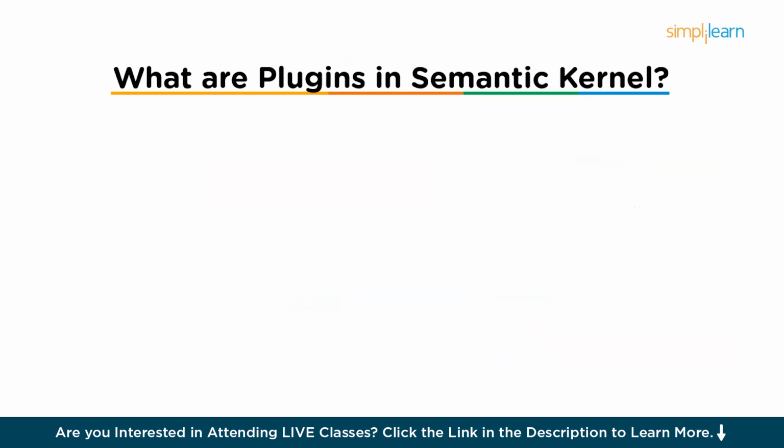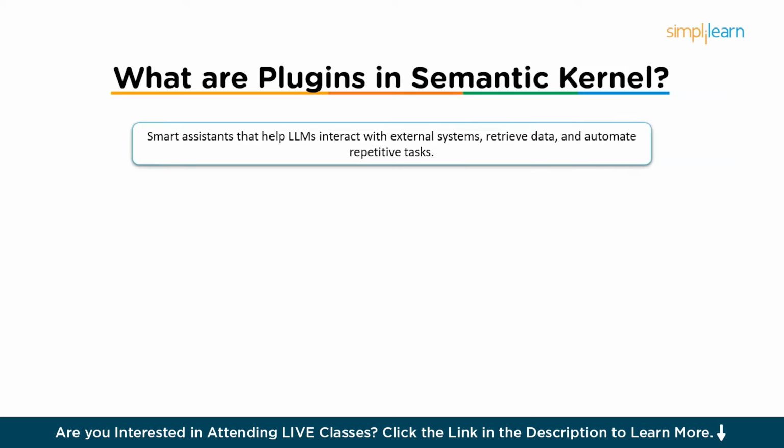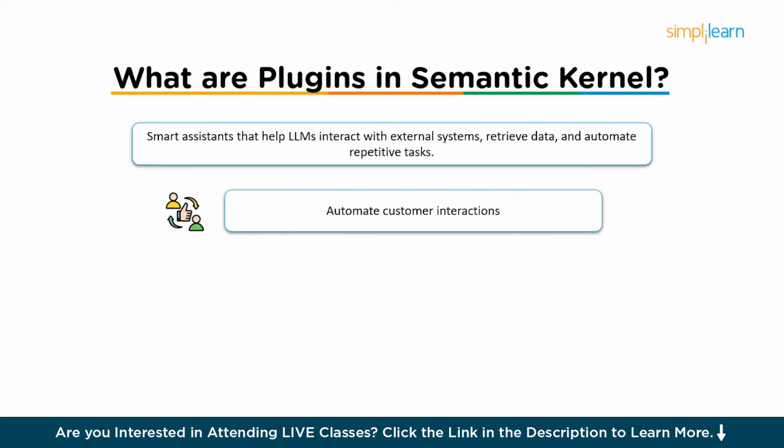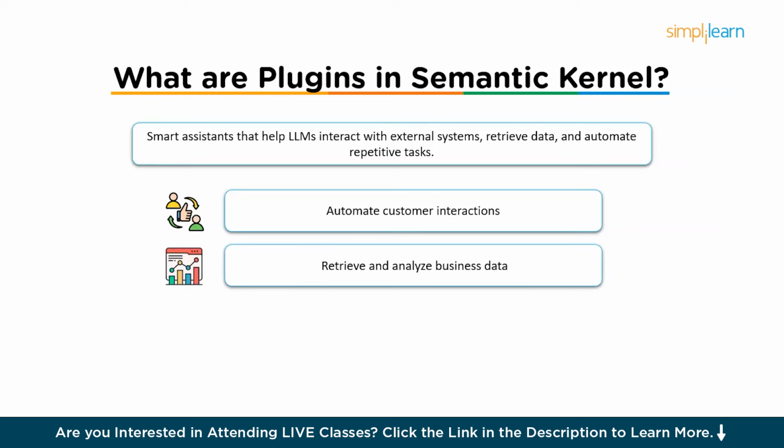So let's understand what plugins in Semantic Kernel are. Think of plugins as smart assistants that help LLMs interact with external systems, retrieve data, and automate repetitive tasks. They allow businesses to extend the capabilities of AI beyond answering questions. With plugins, AI can automate customer interactions, that is, chatbots, email responses, and appointment scheduling. Then it retrieves and analyzes business data, for example, sales trends, inventory levels, and customer insights.